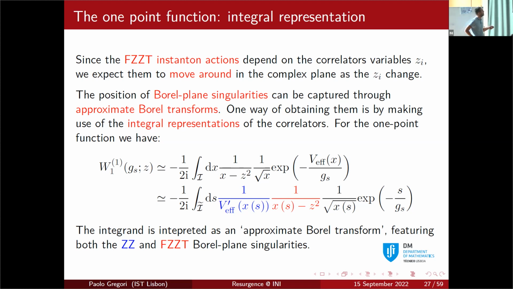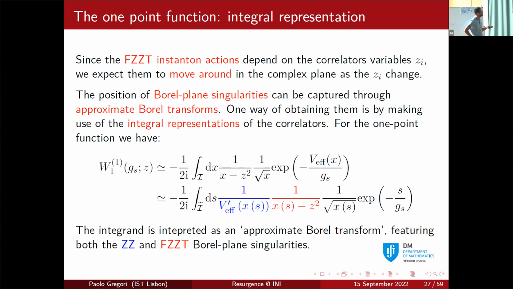Of course, this is not the full story. We have truncated to the leading order in g_s. But this is enough, through a change of variables, to obtain a so-called approximate Borel transform, which already encodes the singularities we expected. So in blue, we have a term that is singular when the effective potential is at a minimum or a maximum. And this is the ZZ brane singularity. In the second term, we have a singularity at the effective potential evaluated at x. And that is the FZZT brane singularity. So even if we had done some very brute truncation of the object we were integrating, this approximate Borel transform already captures the Borel singularities we are expecting.